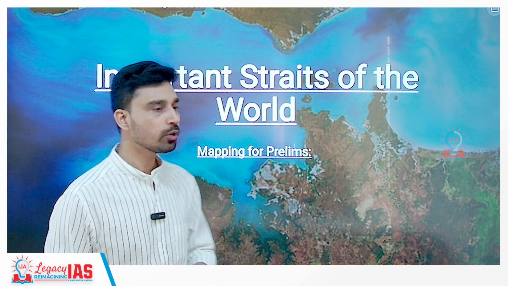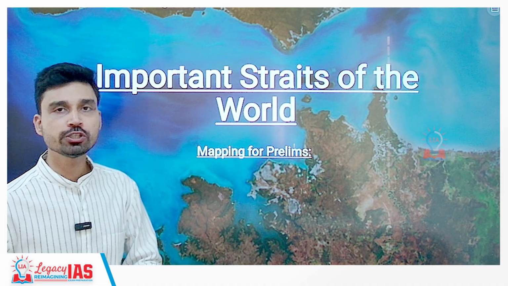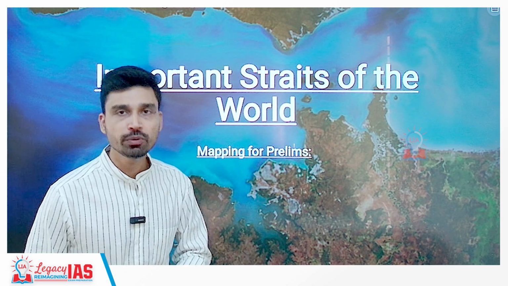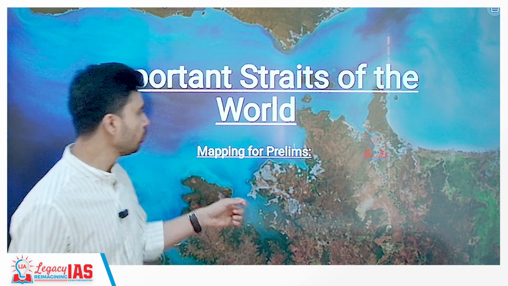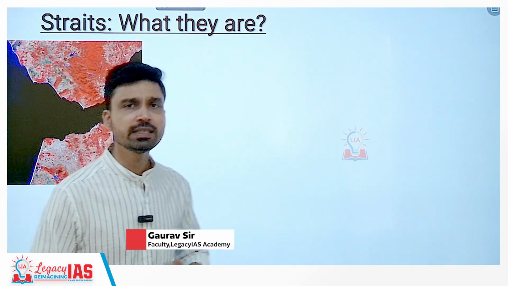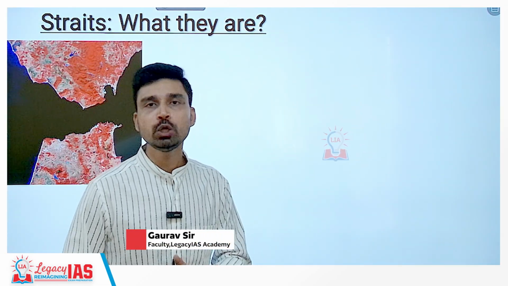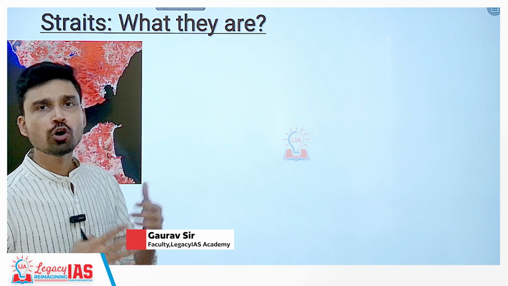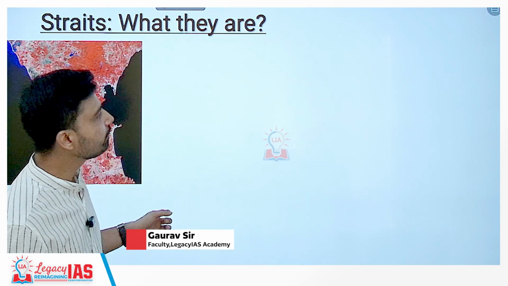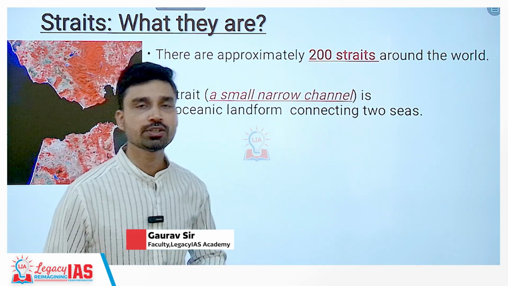In today's video, we are going to discuss the major important straits of the world, and it is going to be very important for the students who are attempting prelims this year. So let us try to understand what these straits are, but before that let us understand what we mean by the geographical term strait. Overall, in today's world, we currently have around 200 straits around the world.